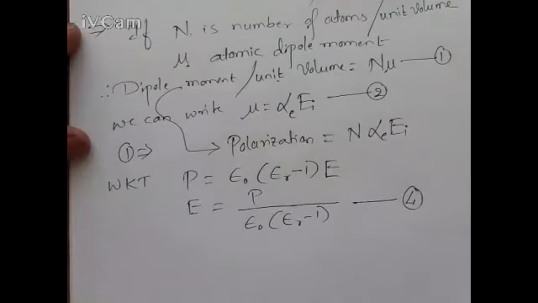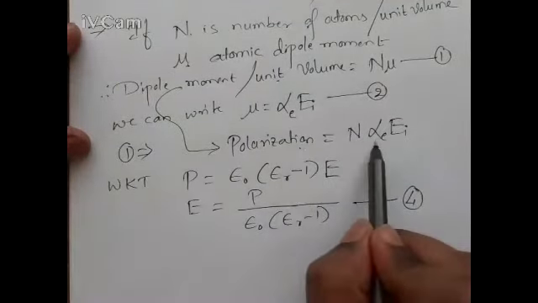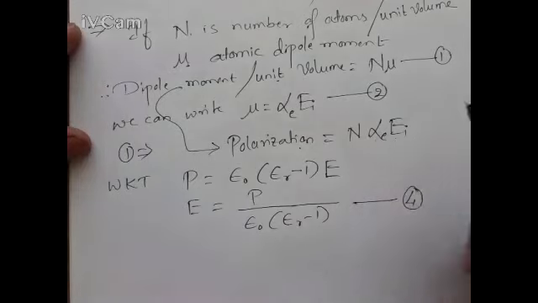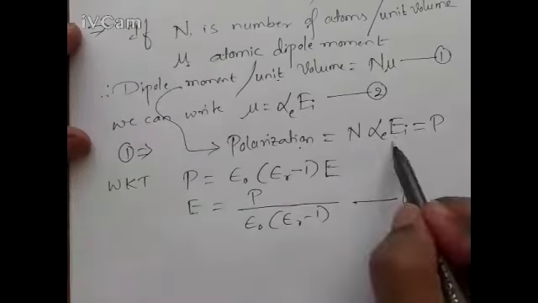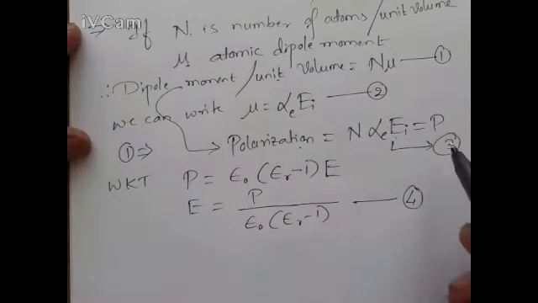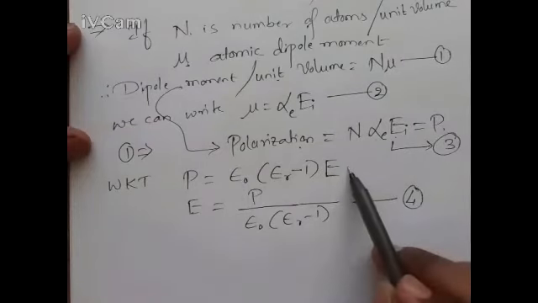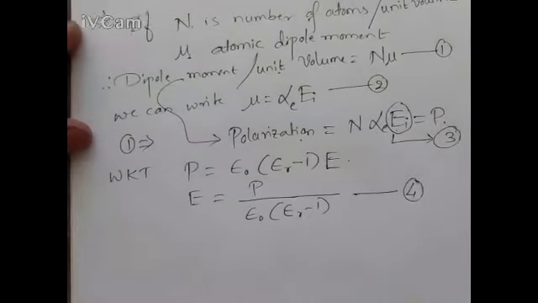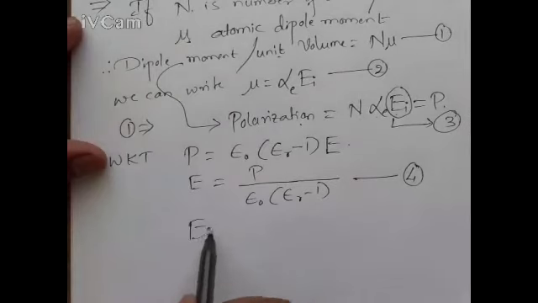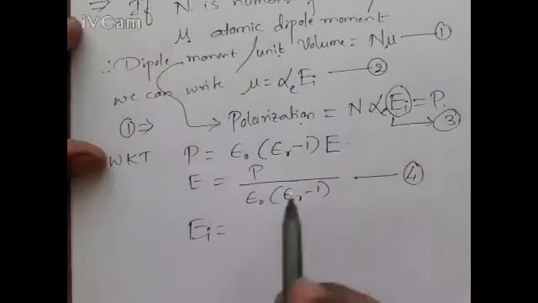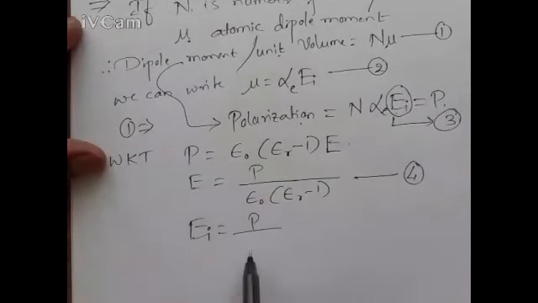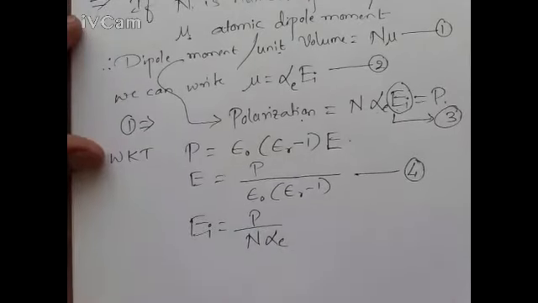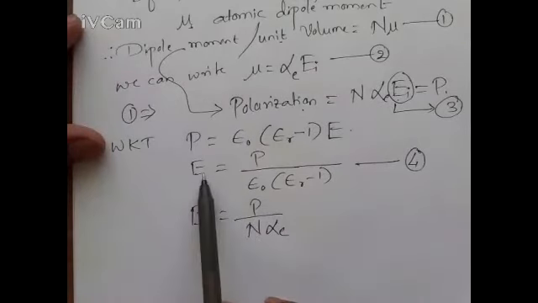Now this is the polarization, n alpha e into Ei, which is equal to P. This I'll take as equation number 3. This is also P, and this is also P. And from here I can extract Ei also. When you extract Ei, Ei is equal to P divided by n alpha e. So we have this E, and we have this Ei now.